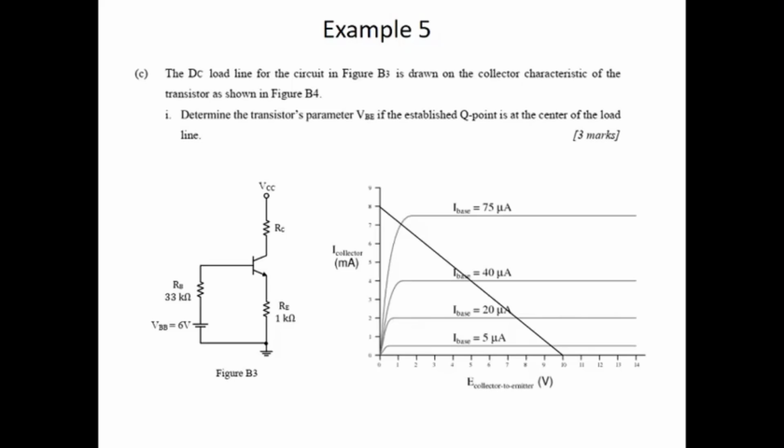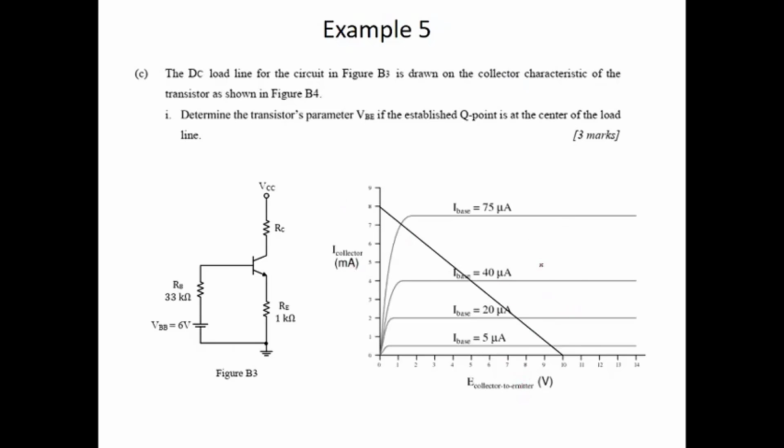So in the last part, we will discuss another example that involves the load line. We consider the DC load line in the circuit in this figure B3. This is the load line circuit. This is the circuit drawn on the collector characteristic of the transistor. So this is the IC versus VCE figure.